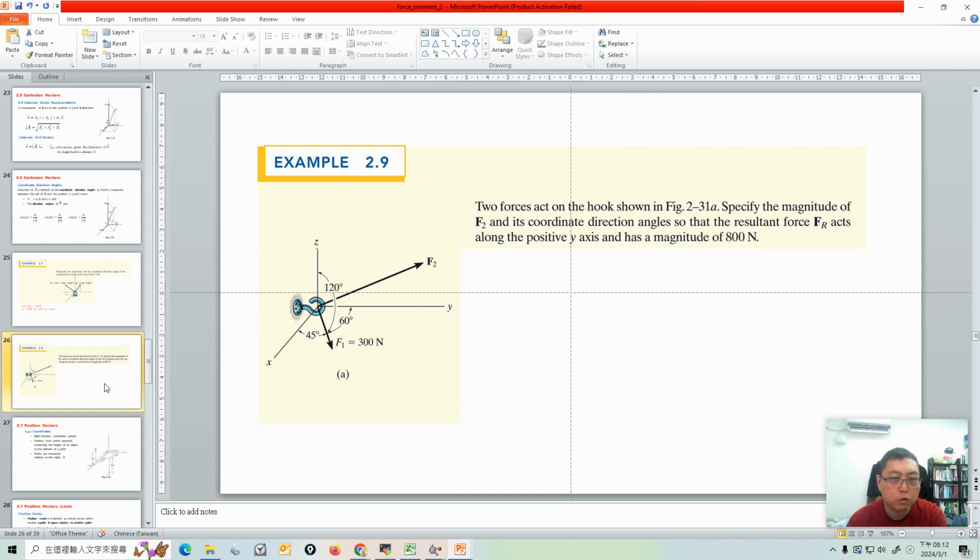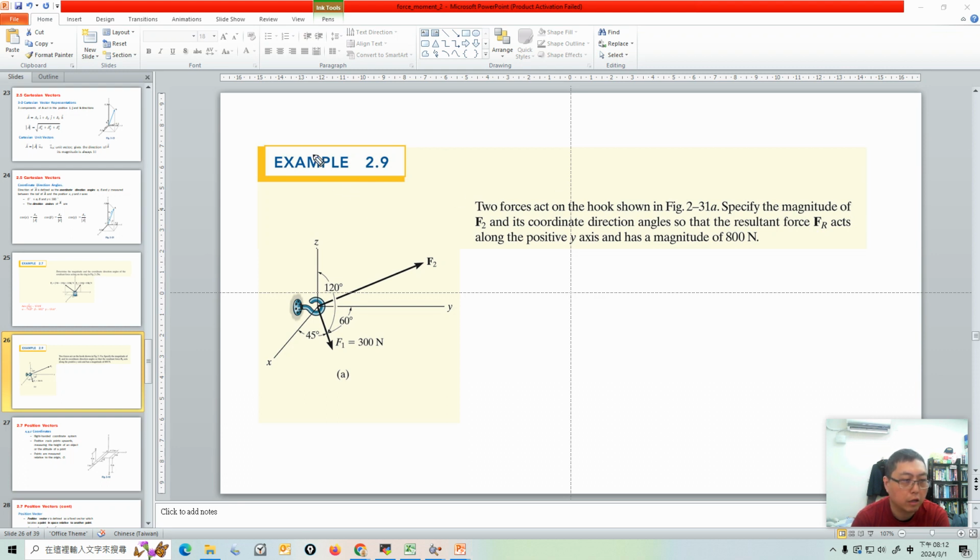We have two forces shown in this figure, and you want to find the magnitude of force two and its coordinate direction angles. That means the directional cosines. He gives us the information that the resulting force Fr acts along the positive y-axis and has a magnitude of 800 newtons. Okay, so let's start. What's the information he gives us?